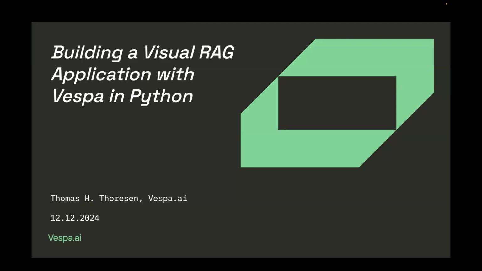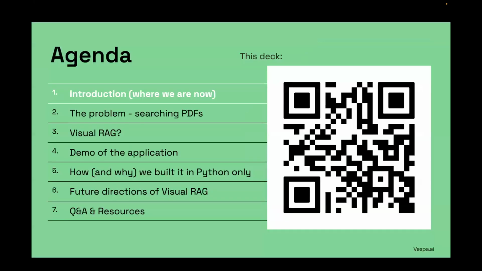First, let me introduce myself briefly. I'm a senior software engineer working at Vespa AI. I come from Norway. Our whole engineering team at Vespa AI is based in Norway. And Vespa is actually an open source search engine.